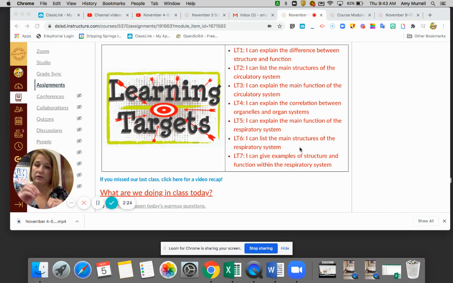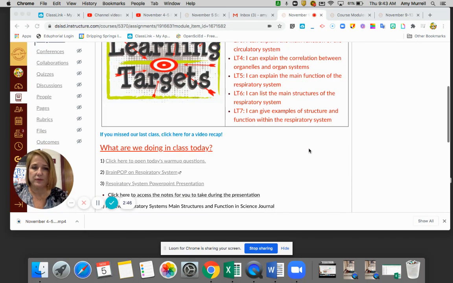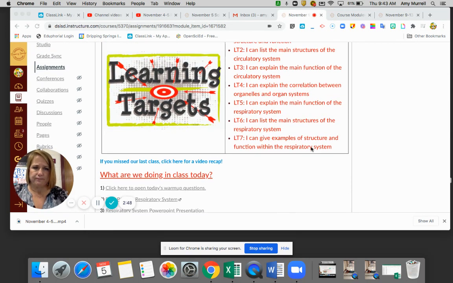Those are smaller and smaller tubes, finally ending with the alveoli, the little tiny clusters. They look like little bitty grapes or little bitty bubbles. And there are millions and millions of them in your lungs. And that's where the exchange of gases actually takes place. So I can give examples of structure and function within the respiratory system. We have listed those now.